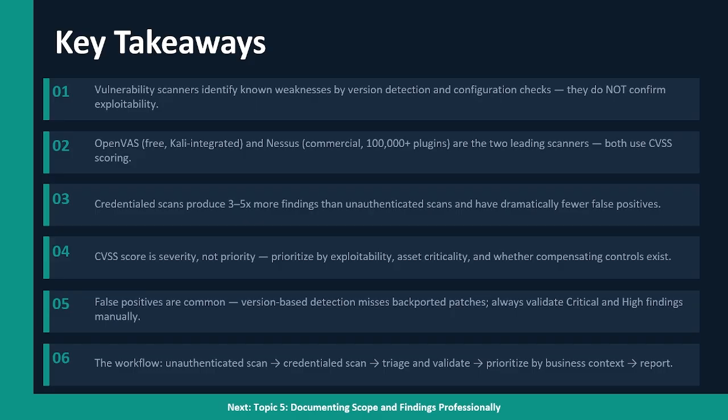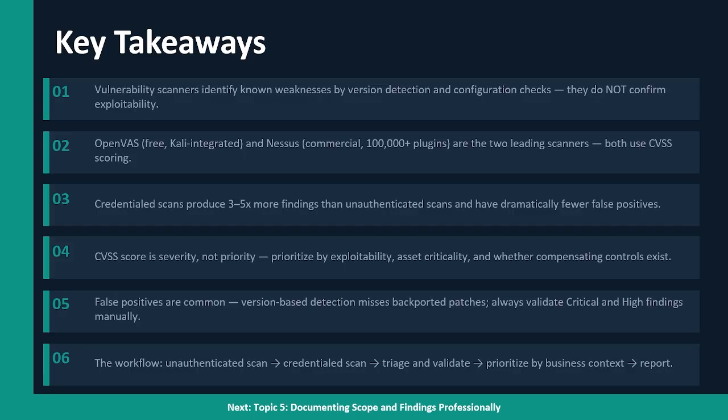So, takeaways: vulnerability scanners identify known weaknesses by versions and configuration checks. OpenVAS is free. Nessus has a free version, but it is very limited. Generally, you want to run both credentialed and uncredentialed scans. Credentialed scans will potentially find more vulnerabilities because they can actually log in and check more. CVSS score is severity, not priority. You prioritize by exploitability, asset criticality, and whether compensating controls exist, like a firewall blocking it.